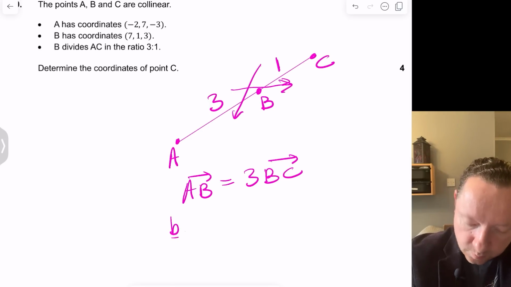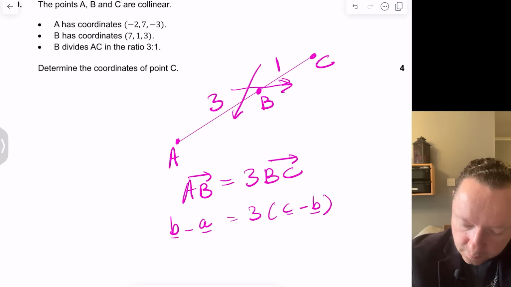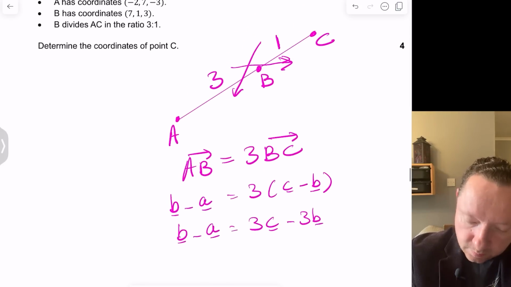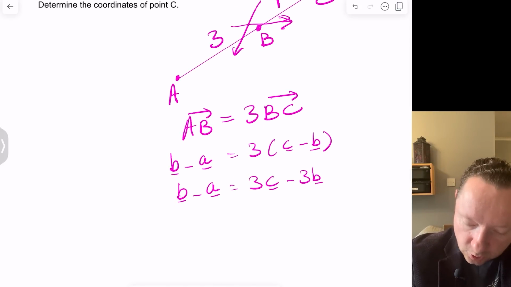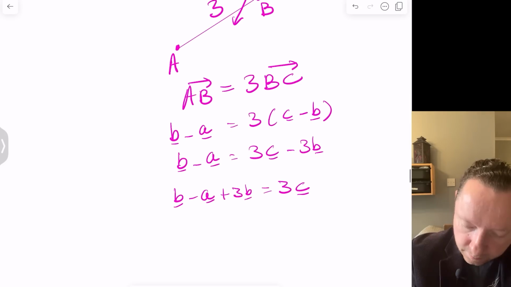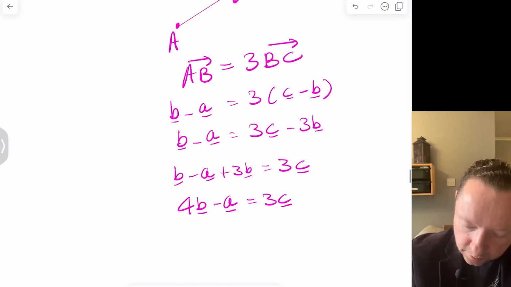Now, I know AB is B minus A, and that equals 3C minus B. So expanding that, I've got B minus A equals 3C minus 3B. And I want to know what C is. So I'm going to just rearrange this. So I've got B minus A plus 3B equals 3C. That's 4B minus A equals 3C.